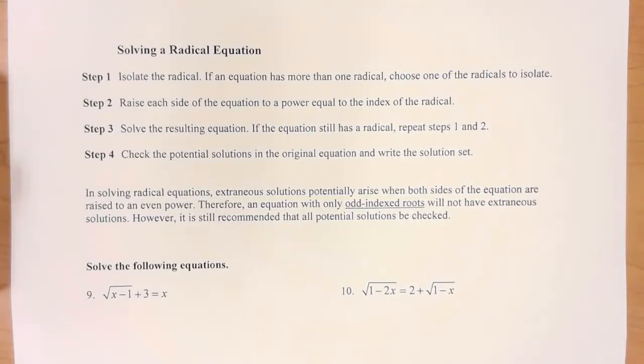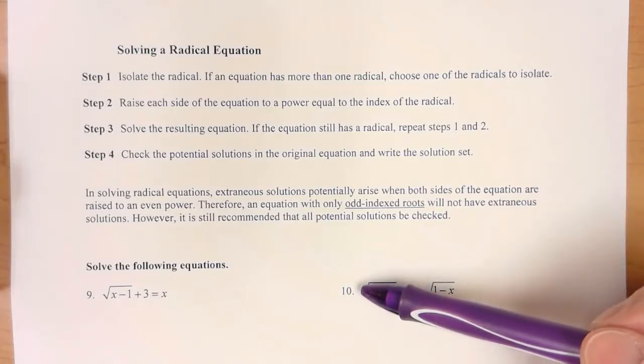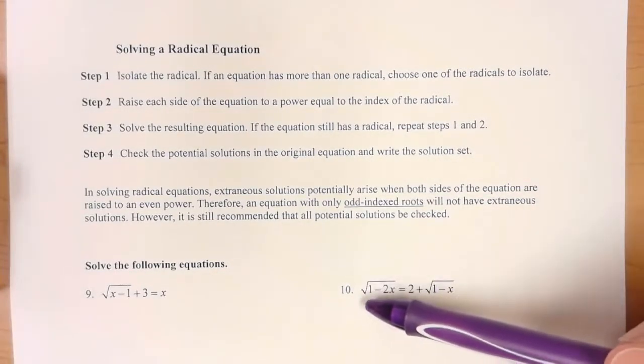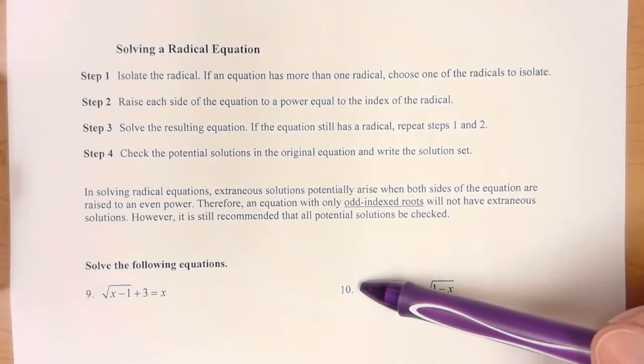We have some steps we need to follow. The first thing is isolate the radical. If an equation has more than one radical, choose one of the radicals to isolate. Second, raise each side of the equation to a power equal to the index. Remember, the index is this value that's in the crook right here. This one is a square root, so it's understood to be a 2.